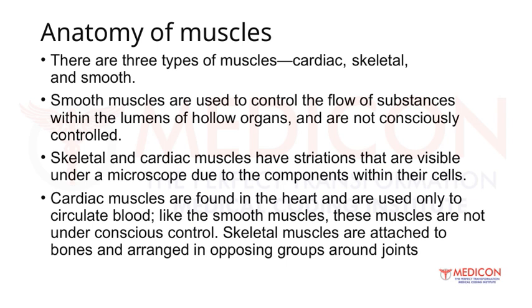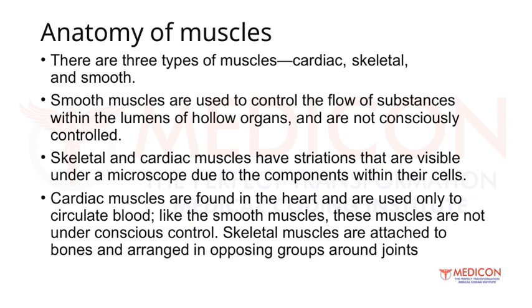On the other hand, both skeletal and cardiac muscles have visible striations when you look at them under a microscope. These striations are important because they reflect the internal structure and organization of the muscle fibers. Cardiac muscles are specialized muscles found only in the heart. Their main job is to circulate blood throughout the body. Like smooth muscles, they are not under conscious control, which allows the heart to beat automatically and rhythmically.